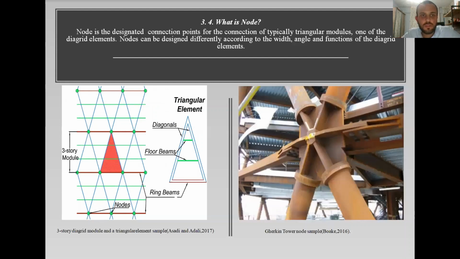What's a node? A node is a designed connection point for the connection of typically triangular modules, one of the diagrid elements. Nodes can be designed differently according to the width, angle, and functions of the diagrid elements.